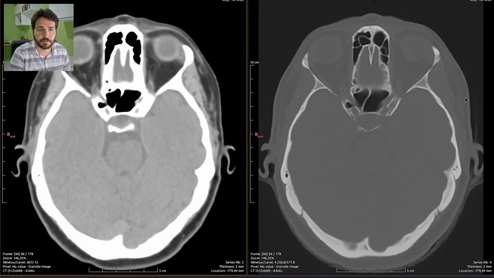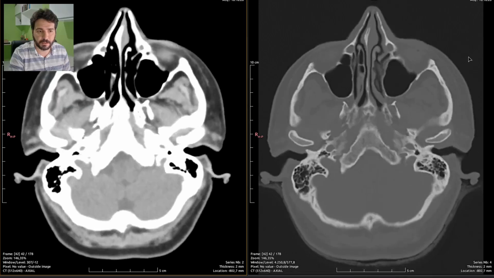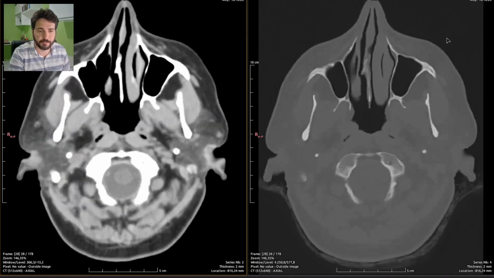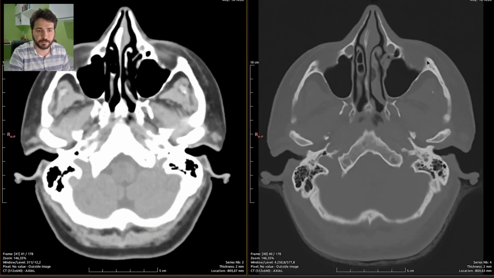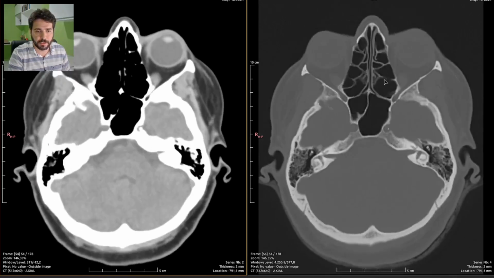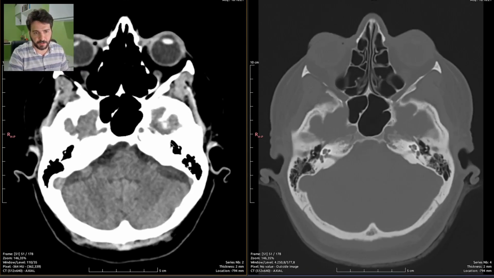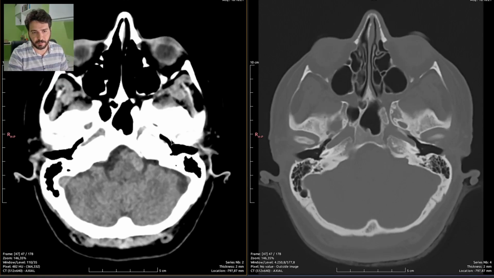Orbits are fine, masticatory spaces are fine, and the uppermost part of the neck is also fine. So we actually have a tumor, or maybe a massive vascular lesion right here. Let me measure that. It's 20 by 10 millimeters.